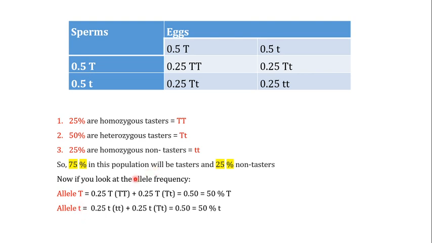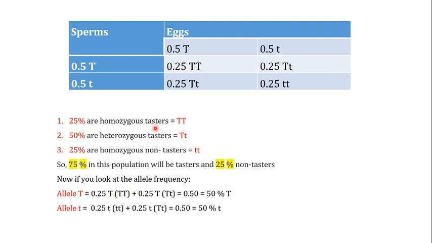If you look at this one, the capital T allele, if you talk about this particular population, they are 25% of the whole population, and they are only reproducing one allele. They are actually having only one allele, that is the capital T. So 25% of the capital T allele will come from this particular population.